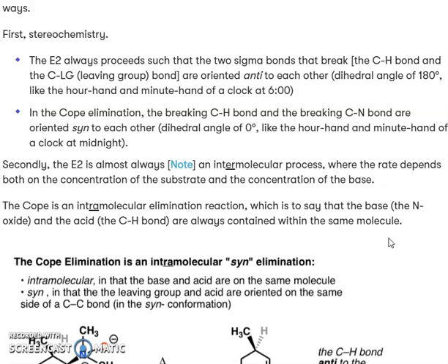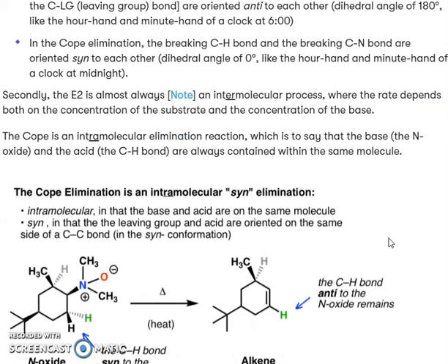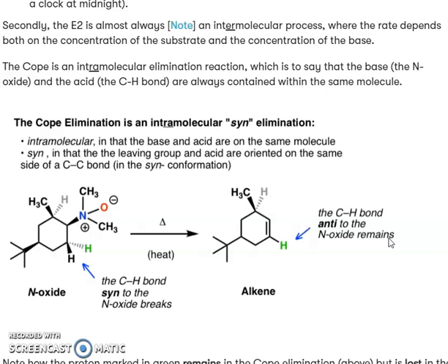Second, the E2 is almost always an intermolecular process, where the rate depends both on the concentration of the substrate and the concentration of the base. The Cope is an intramolecular elimination reaction, which is to say that the base, the N-oxide, and the acidic C-H bond are always contained within the same molecule. So friends, Cope elimination is an intramolecular syn elimination. Intramolecular in that the base and acid are on the same molecule. Syn in that the leaving group and acid are oriented on the same side of a C-C bond, in syn conformations.